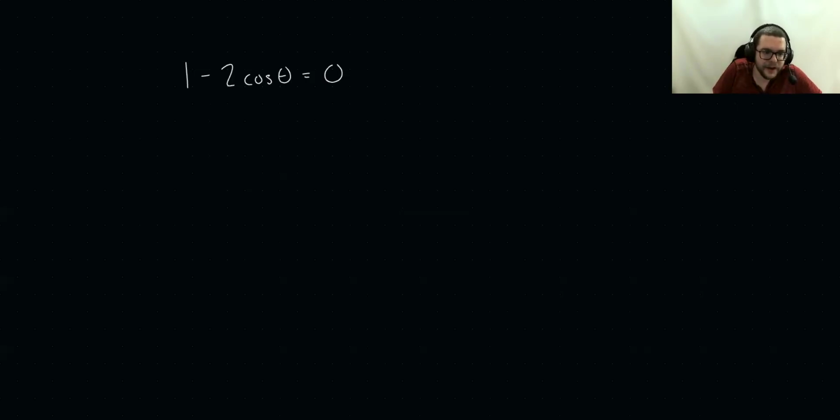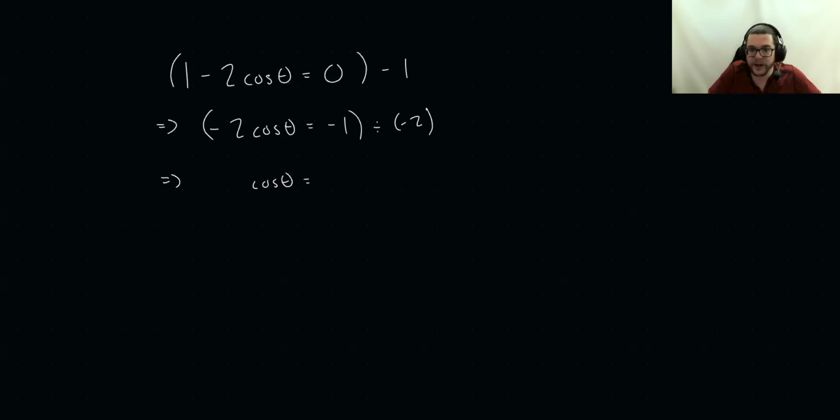If I take this, I'm going to try to solve for cosine theta. So I'm going to subtract 1 from both sides. Then I'm going to divide by -2 on both sides. So I get cos theta equals negative over negative is positive, so that's 1/2. Here I could do the inverse function and say theta is arc cos, but we won't get into inverse functions right now.